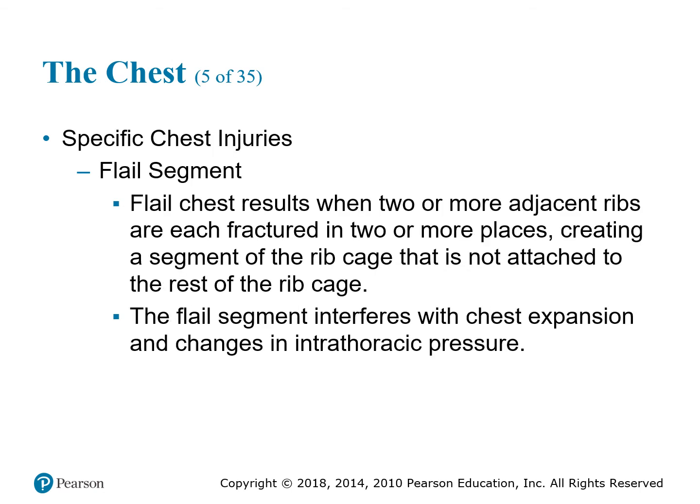All right, so on that flail segment, so remember we have 2 or more ribs, okay, adjacent ribs broken in 2 or more places. So you have that section is free floating in the rib cage. So let's say our patient goes to take a breath of air in, the chest wall normally comes up and out. That flail segment will actually move in the opposite direction. So as that chest moves up and out, the flail segment will move down. That'll affect, of course, ventilation.